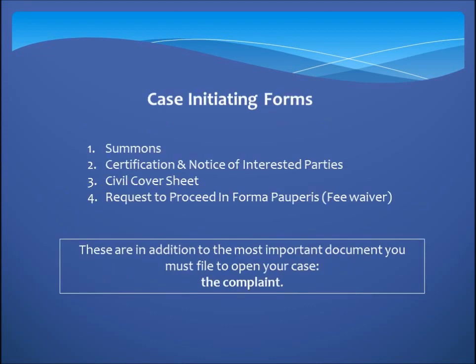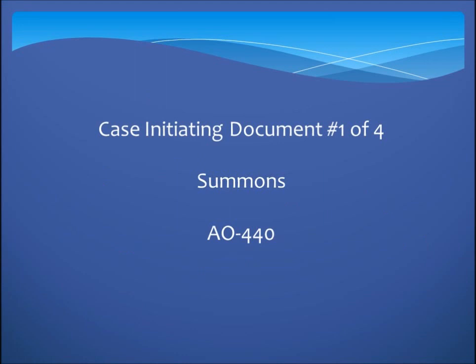Let's start with, what exactly are the case initiating forms? These are the court forms you need to file along with your complaint in order to start a case in the Central District of California. These are the summons, the certification and notice of interested parties, the civil cover sheet, and if you are going to request a fee waiver, the request to proceed in forma pauperis. These forms are filed along with your complaint or other opening pleading in order to start a case. If you try to file your complaint at the clerk's office without these forms, most likely your complaint will be rejected. In this video, we're covering the summons, Form AO-440.